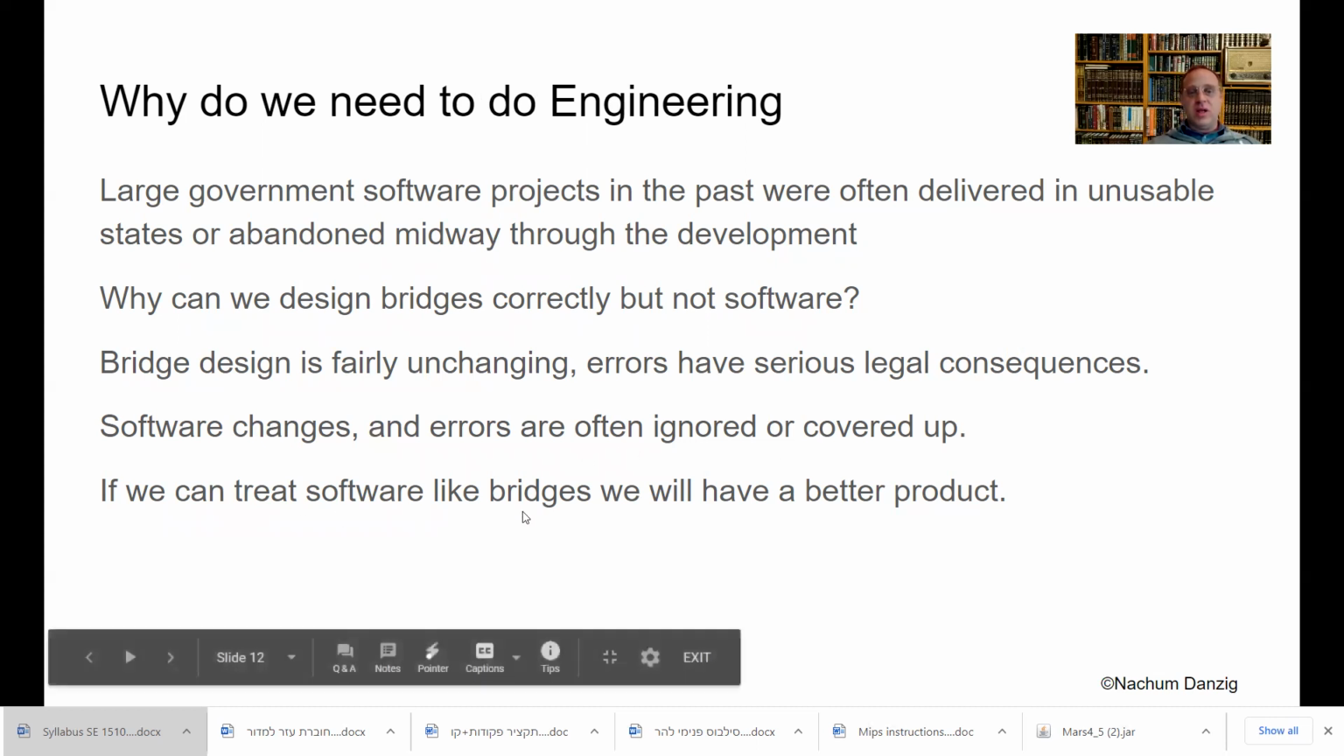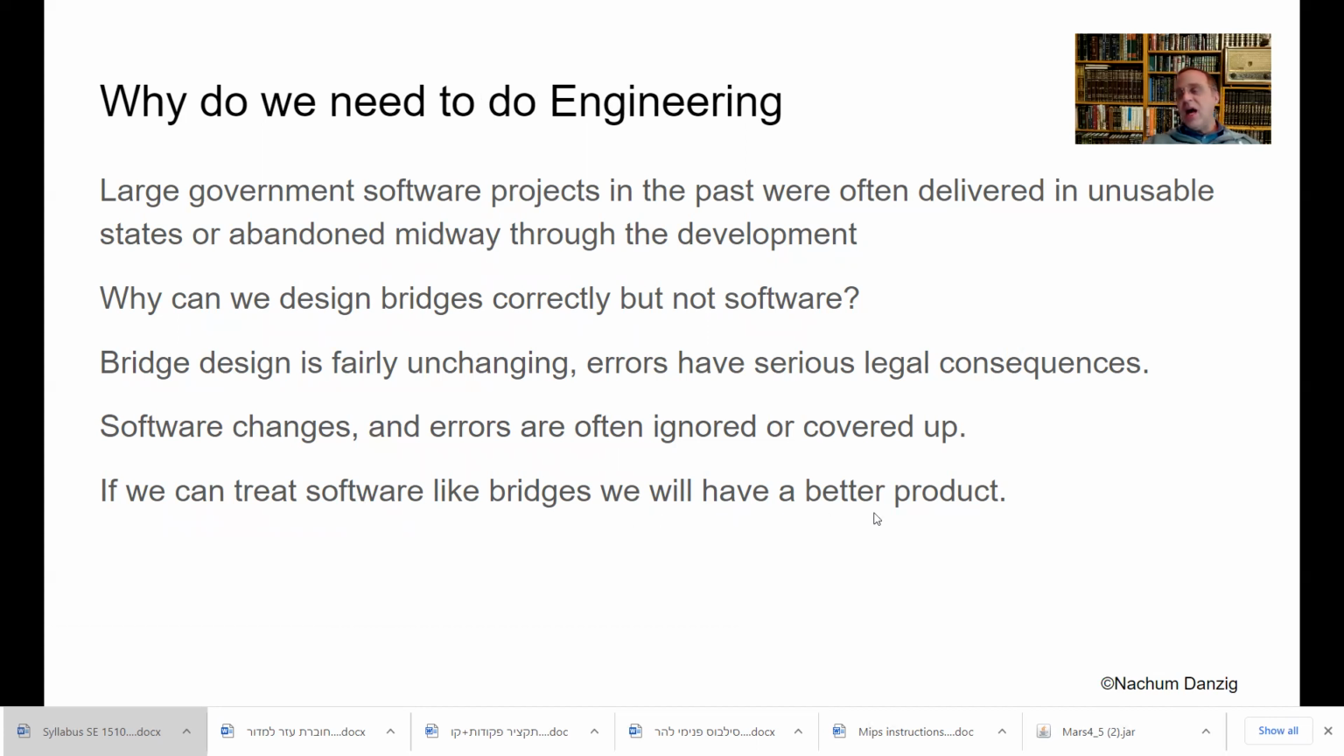If we can treat software like bridges, we will have a better product. So the goal is to create an engineering of software, just like we have an engineering of bridges. That would be the goal. That's what software engineering is. Turn software into a thing that can be engineered and done right and not have errors. That's the theoretical goal. Whether we're going to actually get there.